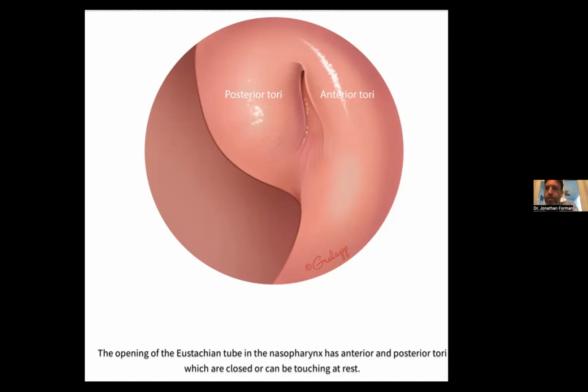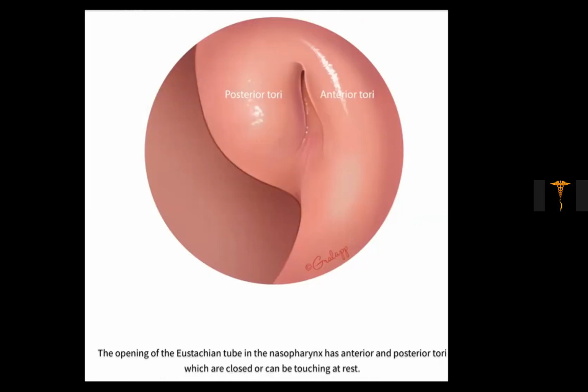One of the questions that came in from the audience was, what are the most common issues that can affect this region, the region of the torus tubarius, the entrance of the eustachian tube, in young adults, for example? In young adults? Okay. So the same issue.